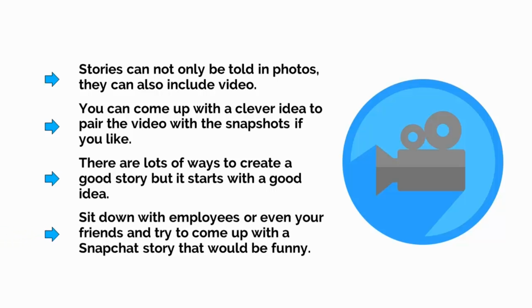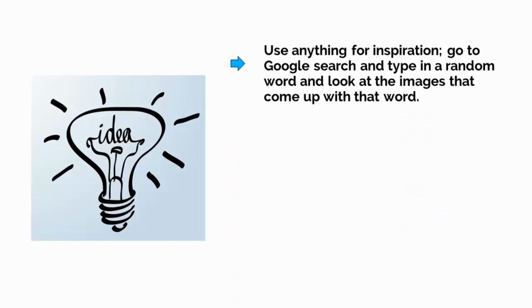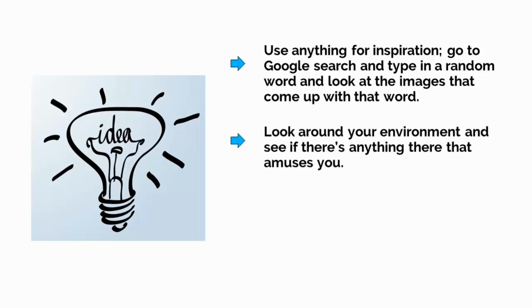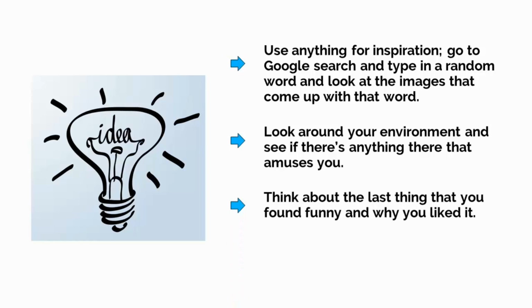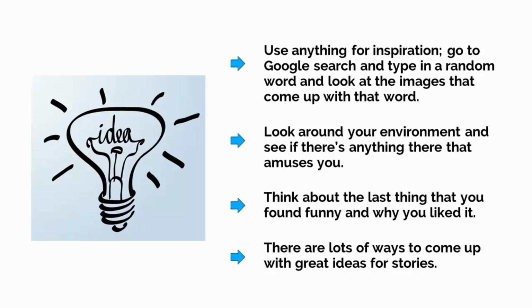Sit down with employees or even your friends and try to come up with a Snapchat story that would be funny. Use anything for inspiration. Go to Google and search and type in a random word and look at the images that come up with that word. Look around your environment and see if there's anything there that amuses you. Think about the last thing that you found funny and why you liked it. There are lots of ways to come up with great ideas for stories.